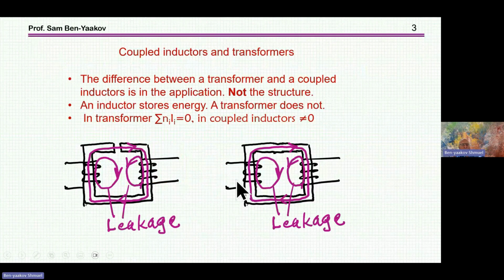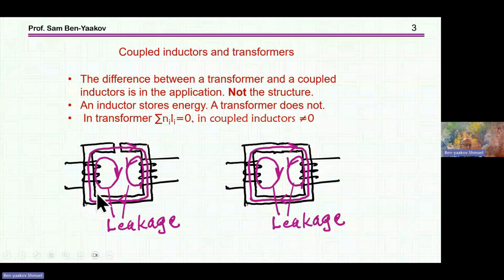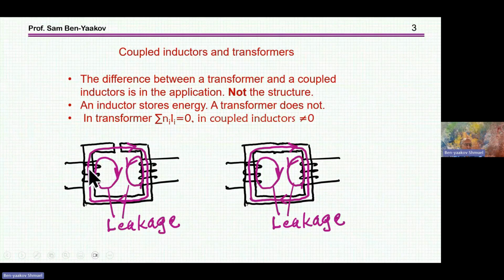So let me start off with the question: what is a coupled inductor? We have windings that are coupled in the sense that flux from one winding is going into the other winding, and then some of the flux escapes, and this is the leakage inductance.